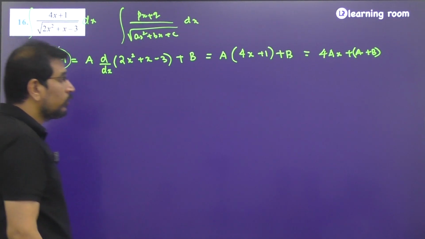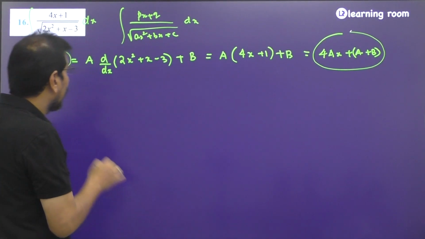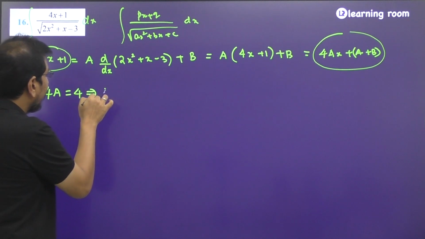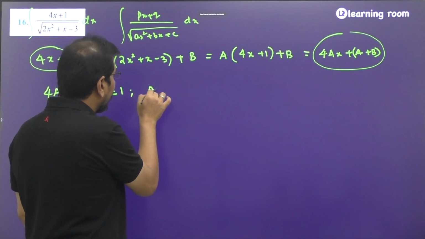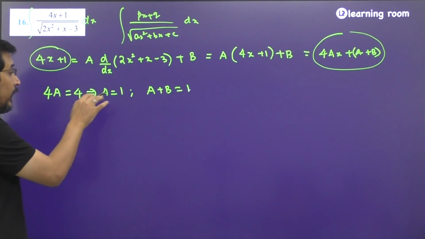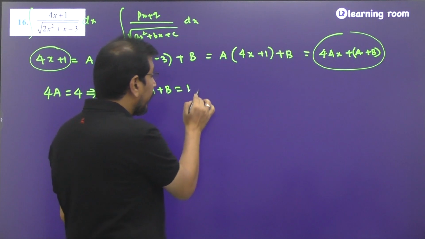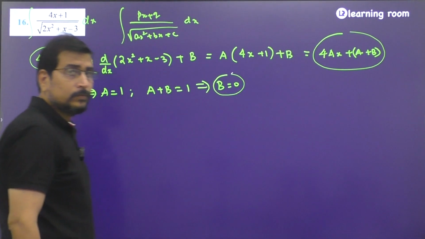So compare 4x plus 1 and 4Ax plus A plus B. You will get 4A is equal to 4, which implies A is equal to 1. And similarly, you will get A plus B is equal to 1. So when you put A is equal to 1 here, it clearly indicates B is going to be equal to 0.